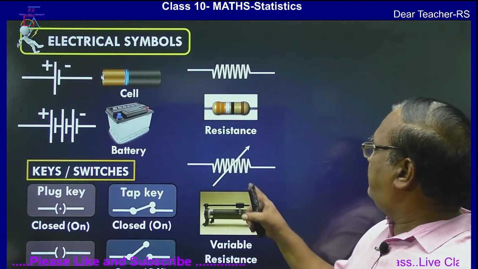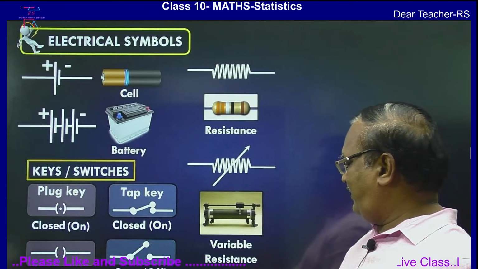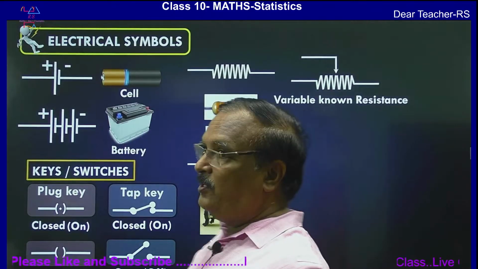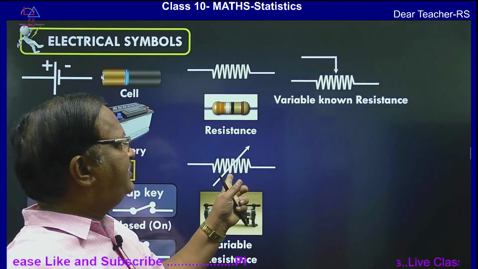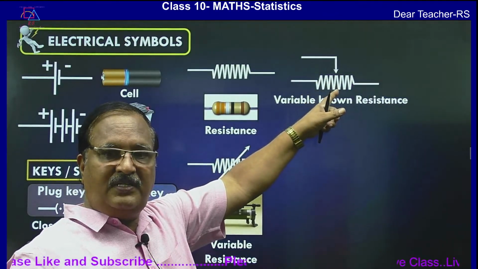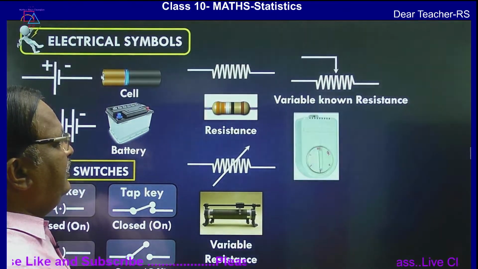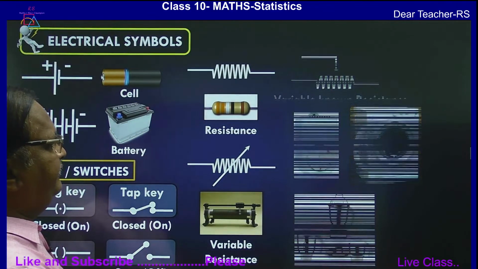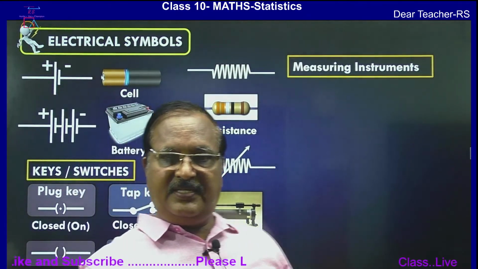So for the symbol, if we put an arrow mark, this is called variable resistance, right? Variable known resistance, both of these are variable resistance, but this one is known, where the resistance is known. Okay. So, measuring instruments. So these are the symbols.